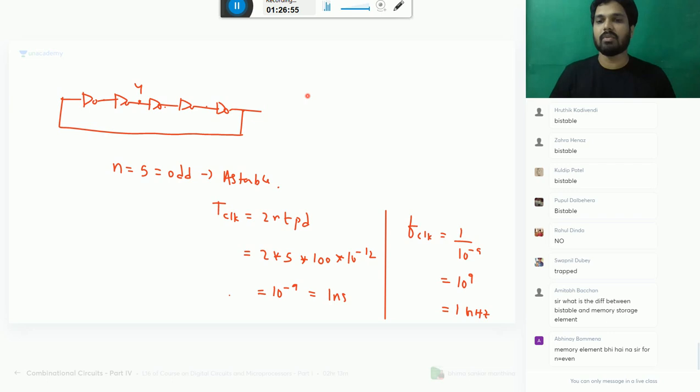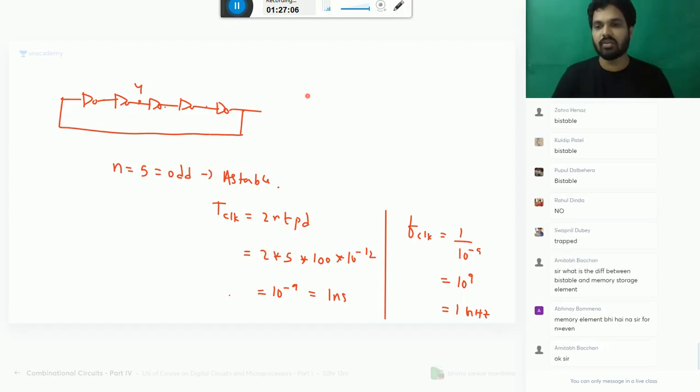Bistable can act as a memory storage element, Amitabh, that we discussed in the sequential circuits. Your bistable is the basic element in memory, but you have extra control inputs like set and reset that we discussed in the sequential circuits.